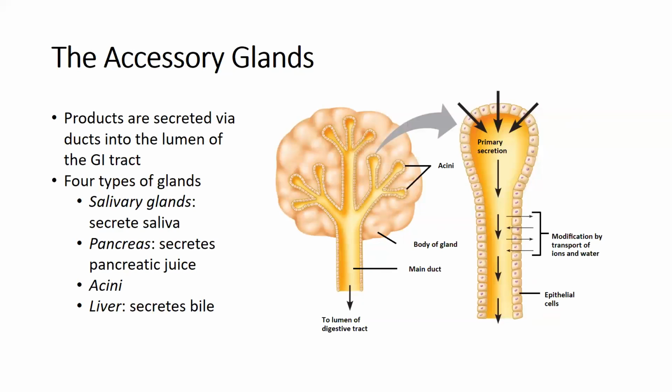The other accessory gland would be the liver, which secretes bile. And the liver acini helps to secrete that bile, which again moves into the duodenum and helps specifically with the breakdown or emulsification of fats.